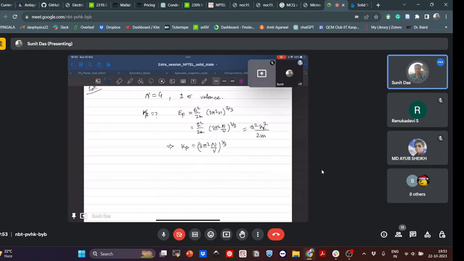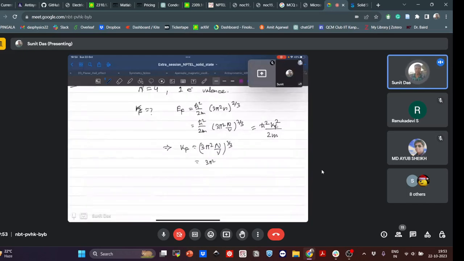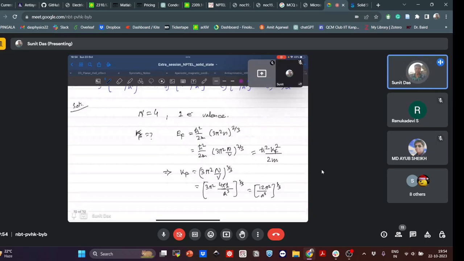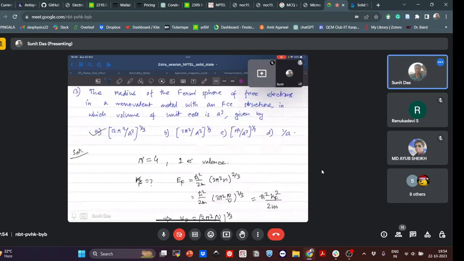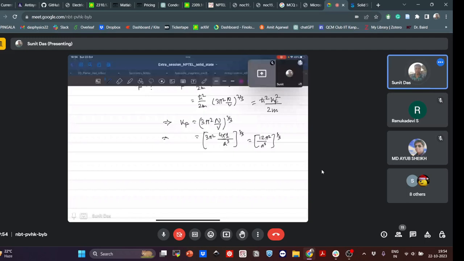So this will be 3π². N is 4, there are 4 atoms, times 1 because monovalent, that means one electron contributes as a valence electron. And then the volume is a³, to the power 1/3. So that means (12π²/a³)^(1/3). Okay, so option A is the correct answer. So this is the radius of the Fermi sphere.